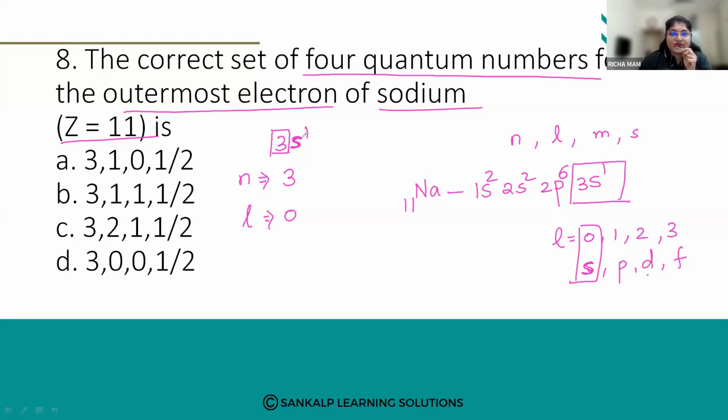So here L is 0, s orbital. Now M. M is again here 0. M is 0.